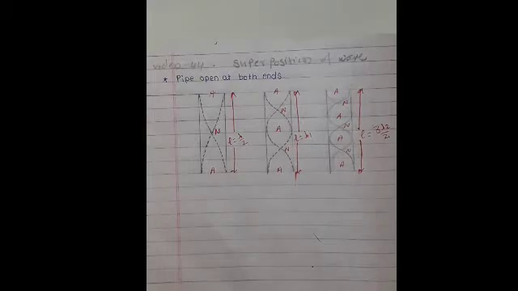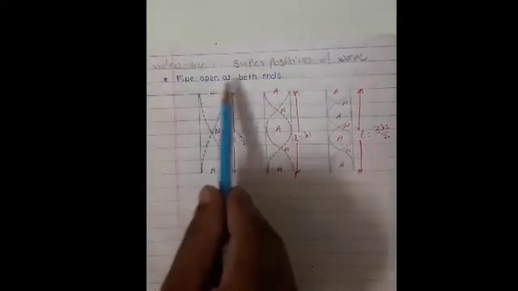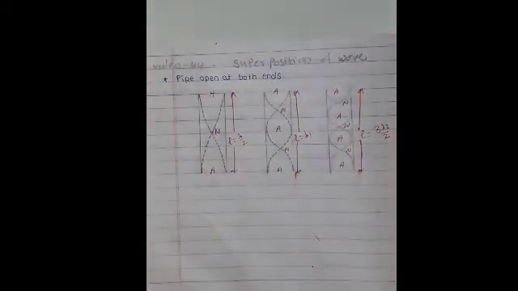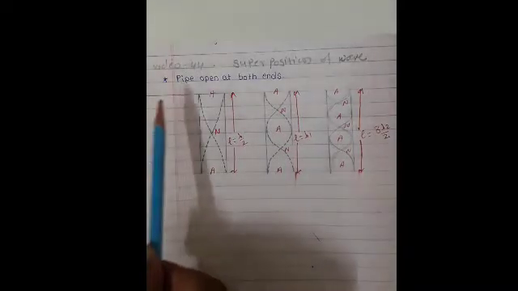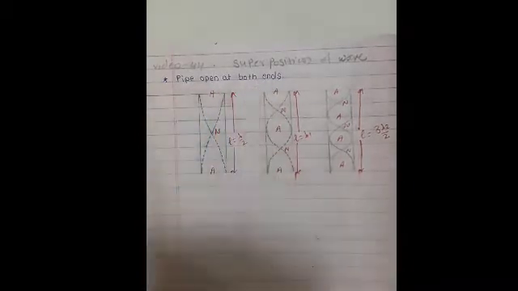Now we have to see video number 44, chapter number 6, the superposition of waves. Now we have to see the next point, the vibration of the air column in a pipe open at both ends. In the previous lecture we saw the vibration of air column in a pipe closed at one end. But here we have to see the vibration of air column in a pipe open at both ends.